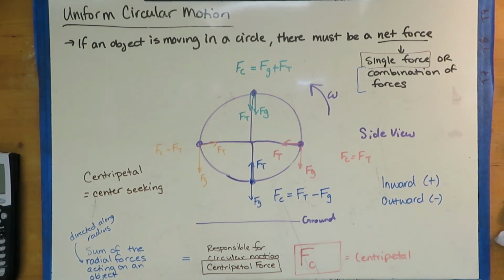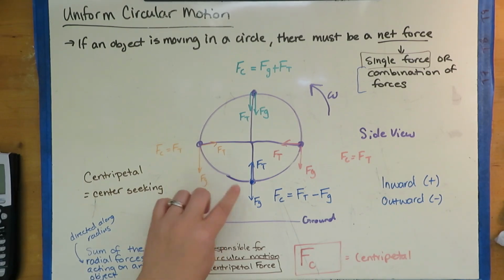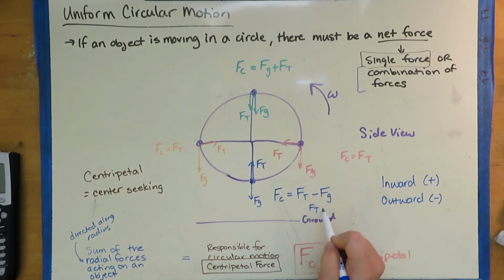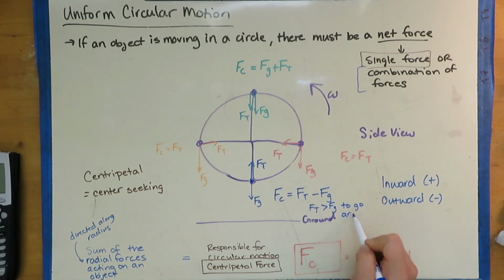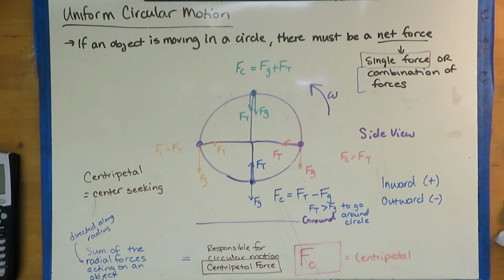Now, in order to move in a circle, your centripetal force must be positive. It must be directed towards the center. So that means that my tension force here has to be larger than gravity to go around the circle. And the bigger and bigger my tension is compared to gravity, the bigger and bigger my centripetal force will be. So my tension force here has to be larger than gravity in order to go around the circle. That's going to be important.